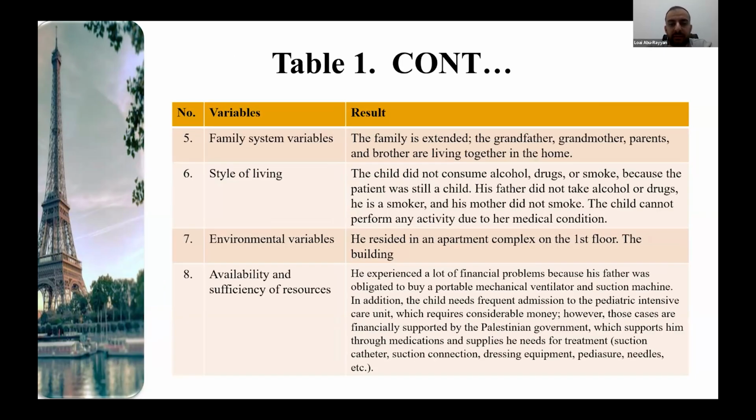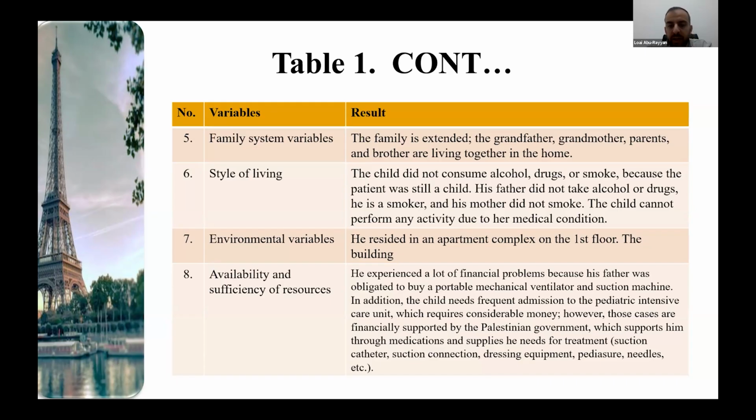For the family system variable, the family is extended: the grandfather, grandmother, parents and brother are living together in the home. Style of living: the child did not consume alcohol, drugs, or smoke because the patient was still a child. His father did not take alcohol or drugs. He is a smoker, and his mother did not smoke. The child cannot perform any activity due to her medical condition.